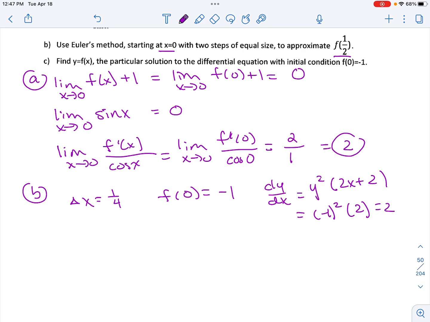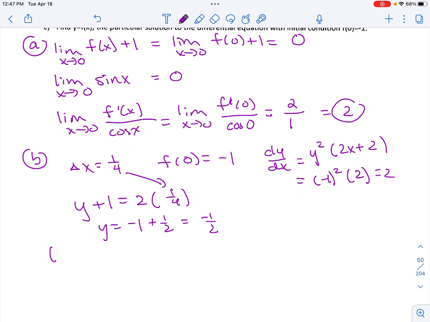So my first equation for Euler's method is going to be y plus 1 equals slope times, and then remember that x minus x1 is your delta x. And then we have to find the y value. So it's going to be negative 1 plus 1/2. I moved that 1 over, so it's really negative 1/2. So the next point that I'm going to use is my x coordinate is going to go up by 1/4. That was my delta x. And here's my new y.